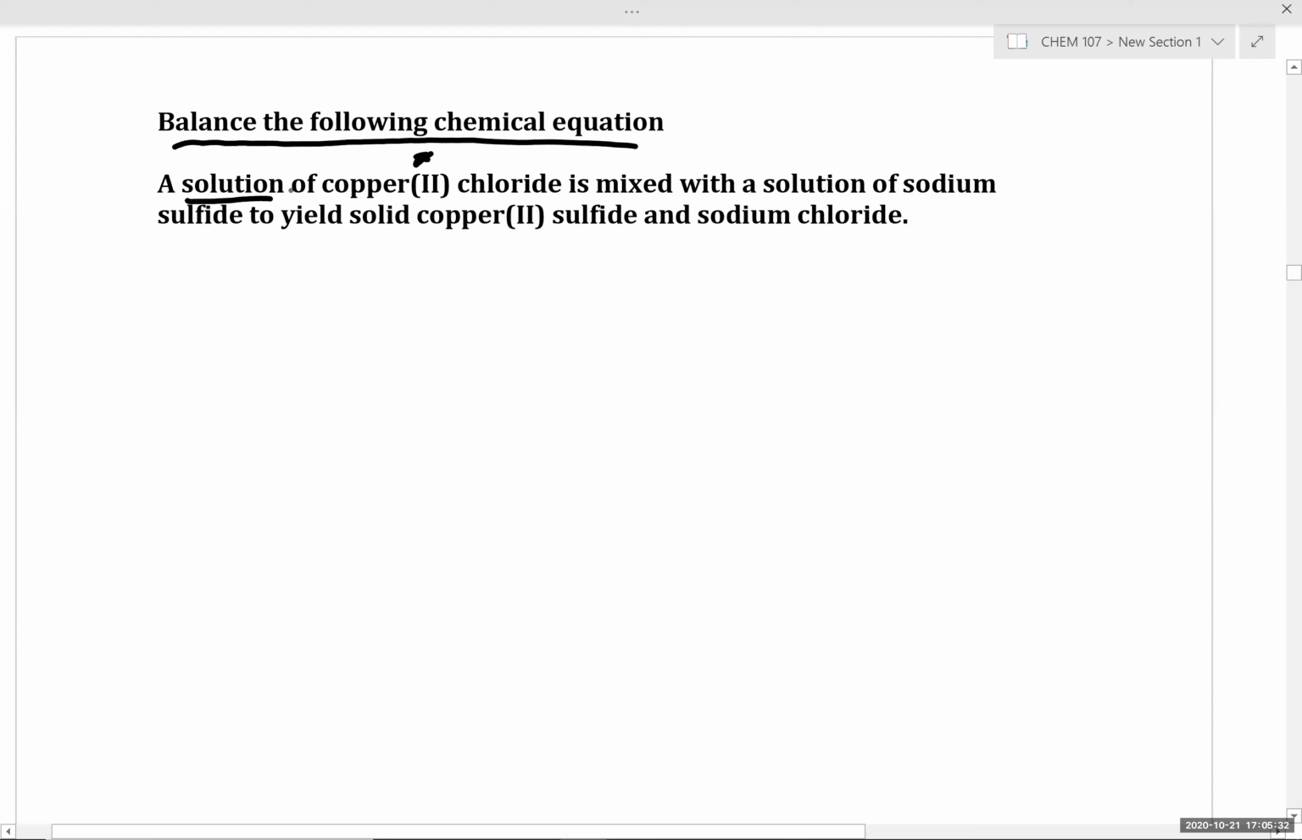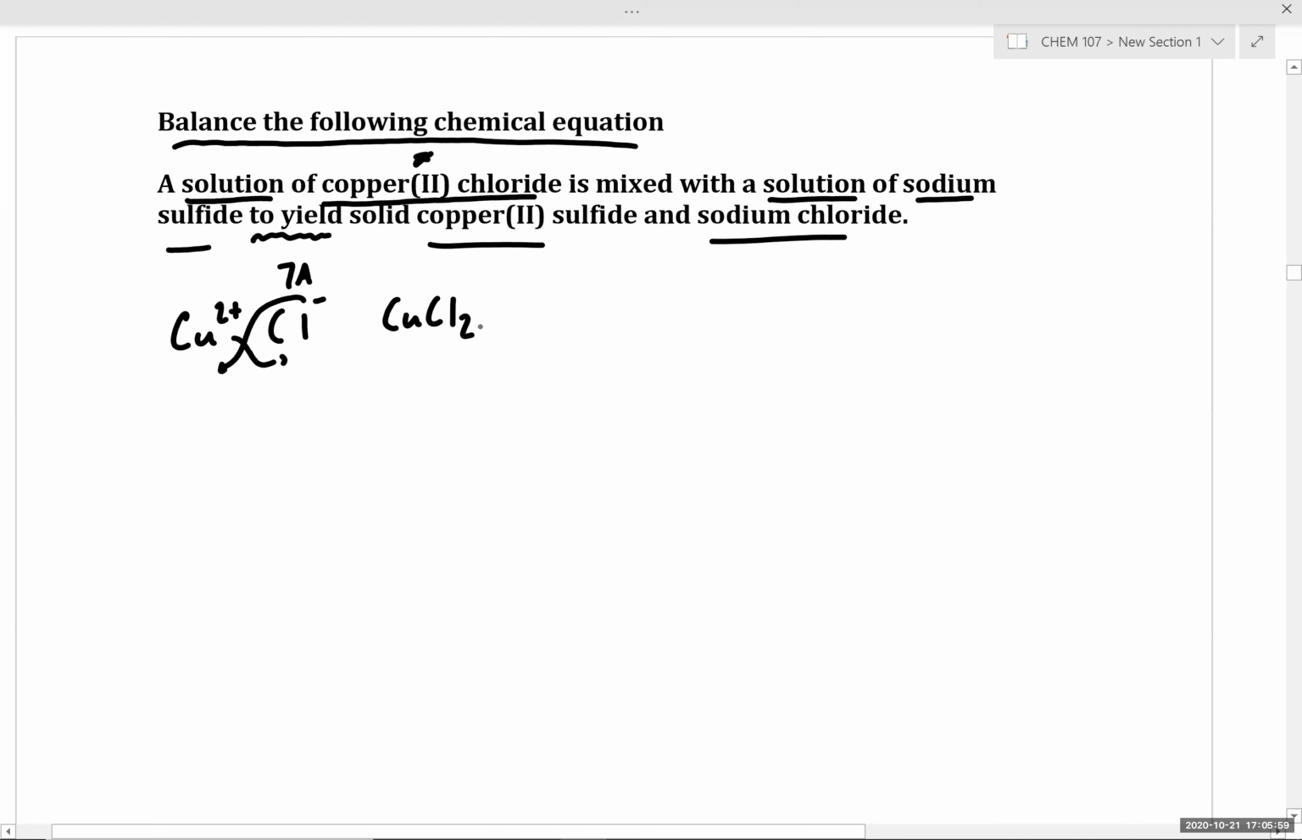So I see keywords such as solution. I see the keyword to yield, and I see some names. Okay, so now I'm going to convert the names into formulas. So copper 2 chloride, we have copper 2 plus. Chlorine as a 7A element prefers to adopt a -1 charge. We cross our charges and that gives you CuCl2. Since it's a solution, we in turn put the aqueous symbol.